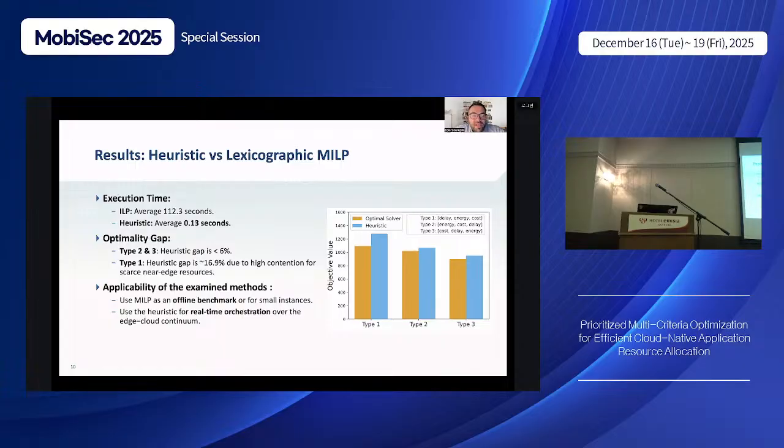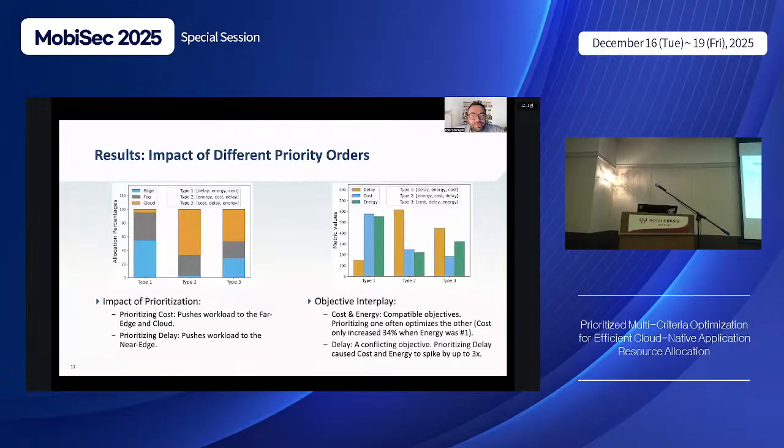On the other hand, for type 1 workload, which optimizes first the delay, the gap is slightly higher at about 17%. This is expected because delay-sensitive resources at the near edge are scarce, creating high contention with a greedy approach struggling to resolve them perfectly. However, for real-time orchestration, the heuristic provides a viable trade-off.